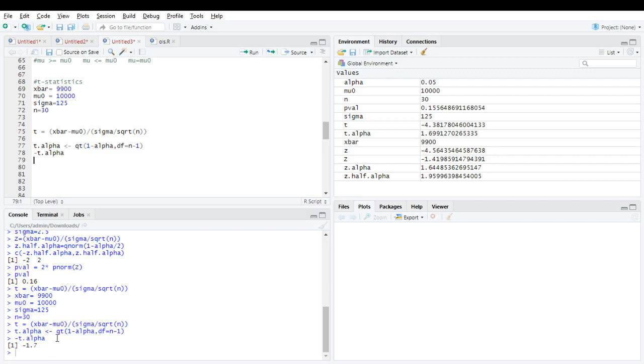So the test statistic, which is minus 4.38, is lesser than the critical value, which is minus 1.7. So hence with the significance of 0.05, meaning 5% level, we are rejecting the claim that the mean lifetime of a light bulb claimed by Philips is about 10,000 hours. Okay, this is how you compute the statistic when you don't know the variance of the population.